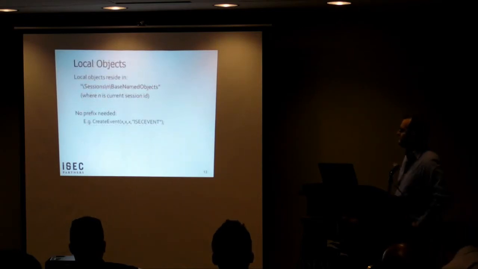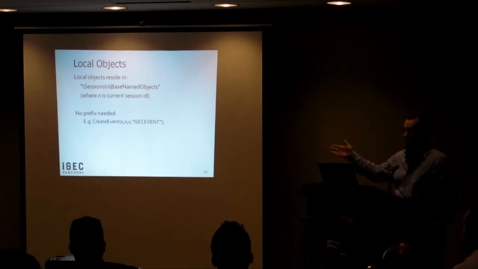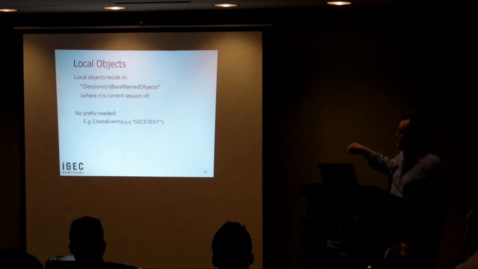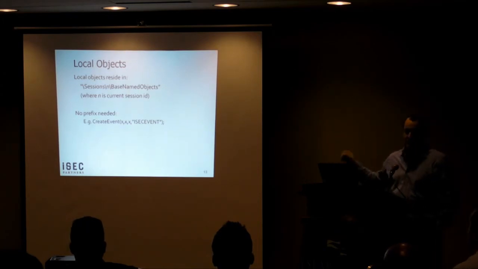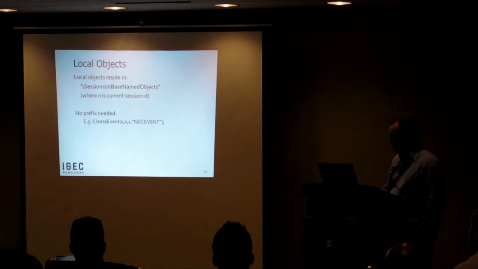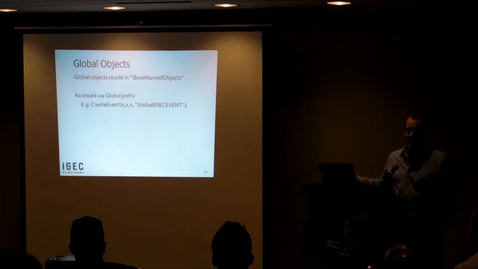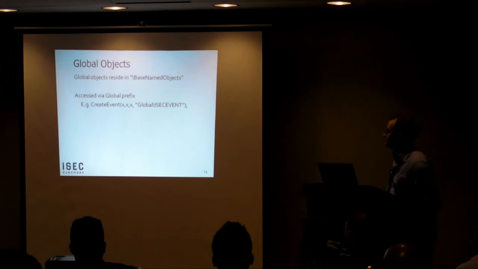So local objects. As I mentioned before, they reside in a session, the session ID number, and then BaseNamedObjects. So if I create an event with the name iSecEvent, that'll be placed in Sessions\n, or \1 for example, \BaseNamedObjects\iSecEvent. That's where it's going to be stored in the hierarchy. And global objects are just in \BaseNamedObjects. So you follow the pattern here, right? Each session has its own kind of containment, its own area for objects.